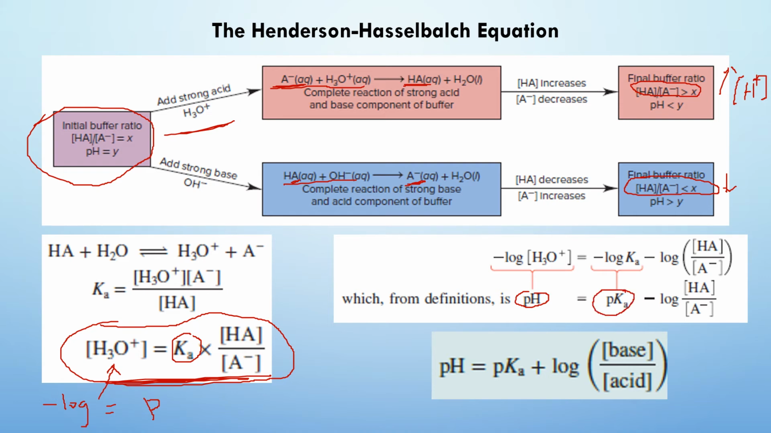So when you take the negative log of A times B, that will equal the negative log of A minus the negative log of B.